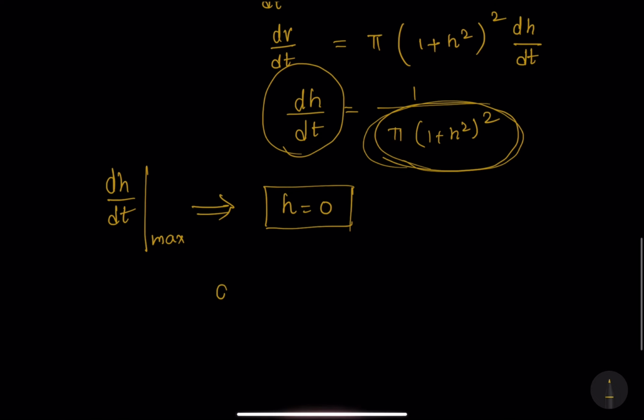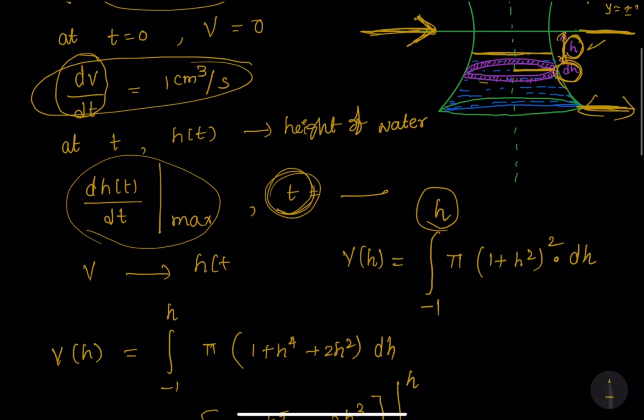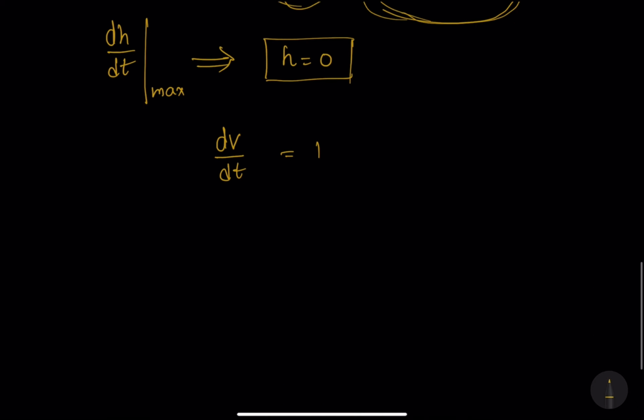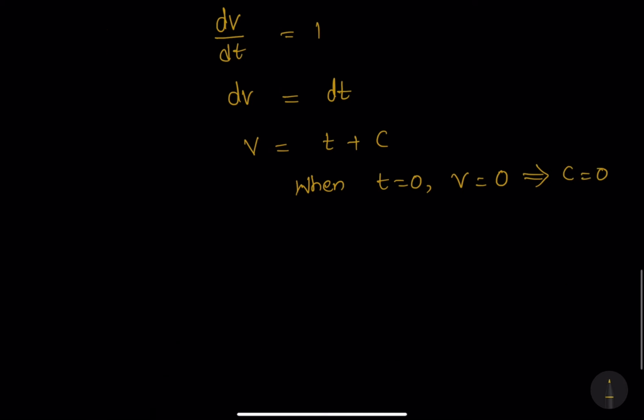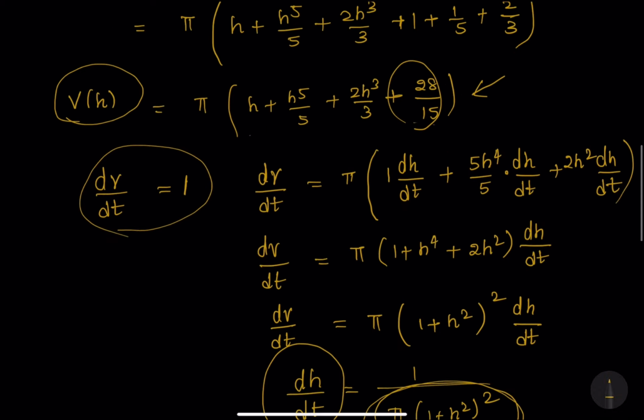So again, consider dV upon dt is equal to 1, which is given in the question. So dV will be simply dt. If you integrate this on both sides, you will get V is equal to t plus some arbitrary constant c. But when t is equal to 0, volume is equal to 0. So this implies c is equal to 0. Therefore, volume is simply equal to time, in this case.